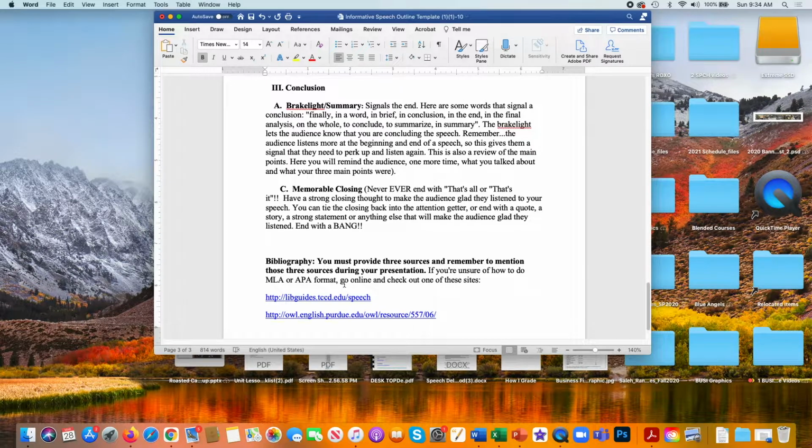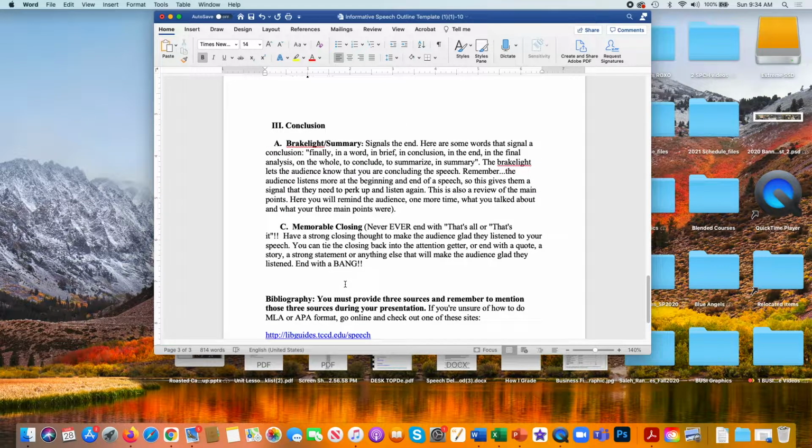And sometimes we're at the end and we're losing steam. We need to continue with our energy. So the brake light summary, and these terms are included in chapters 13 through 16. It signals the end. Here are some words that signal a conclusion.